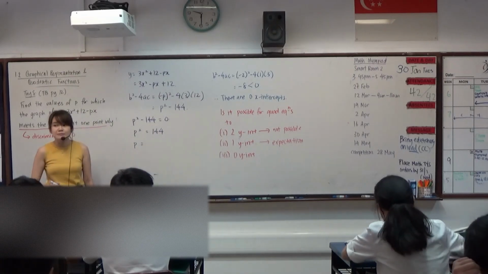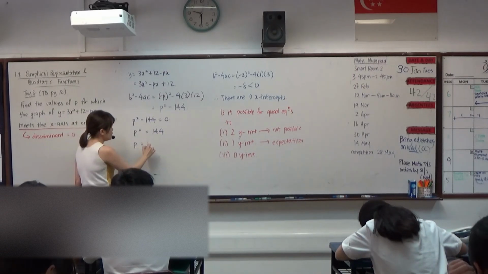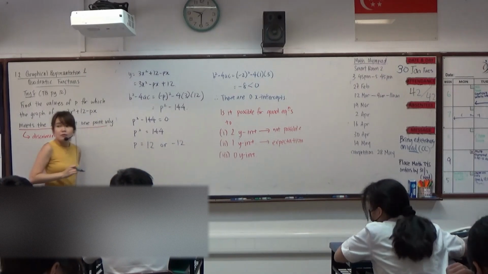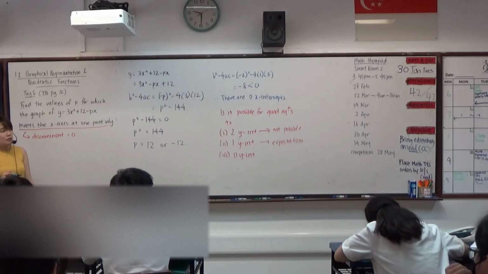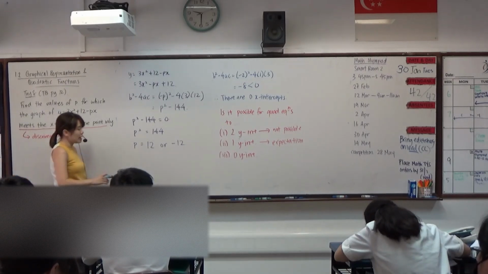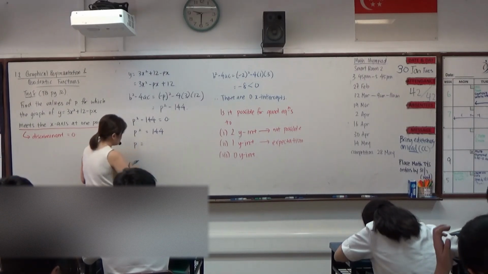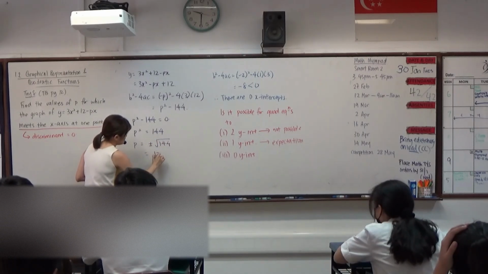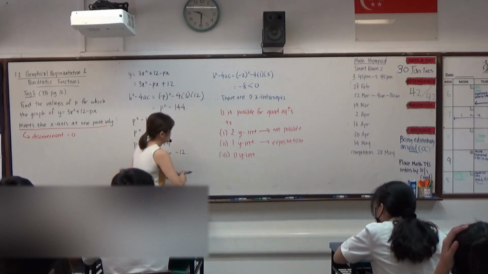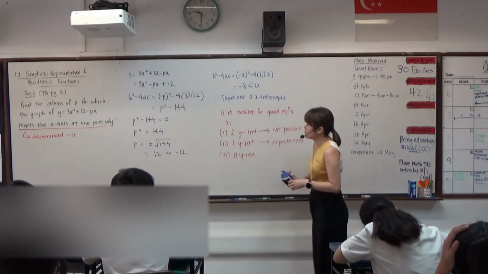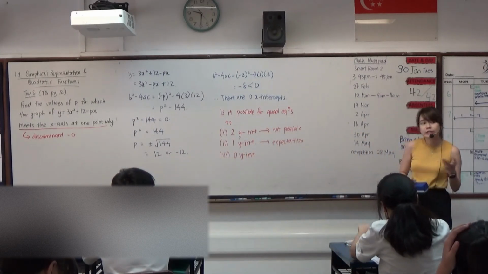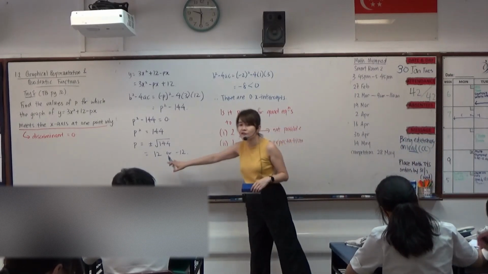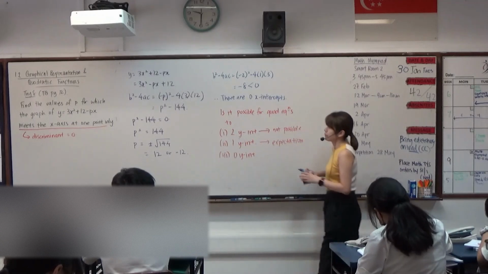And p must be 12, is it? Is that the only answer? No. Remember when we take the square root, there must be 2 answers. So remember plus or minus square root of 144. So 12 or negative 12. The question didn't say what kind of value p should be, so both are valid answers.